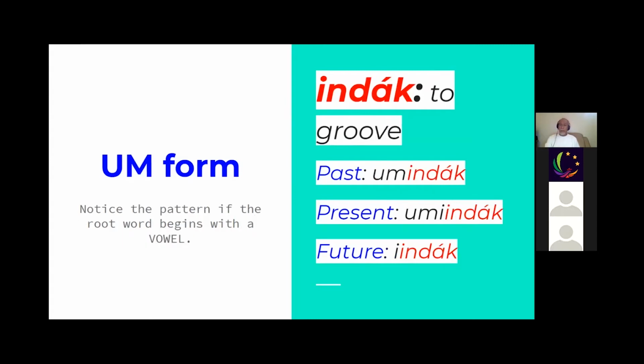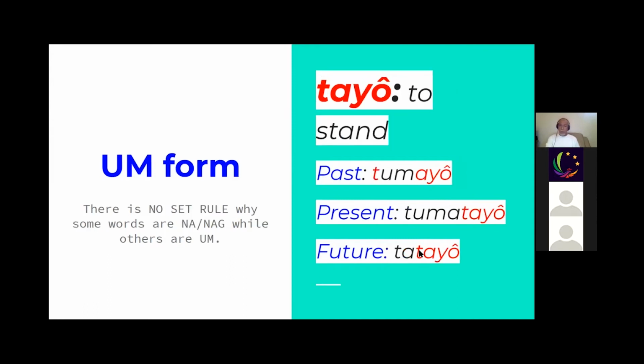The first vowel. Yes. It's not the first syllable because the first syllable is "in," right? Otherwise, you're going to go "umin in" right now. No, it's umiindak. You just repeat the first vowel that starts the word. And again, you can see that in the future, you repeat the first vowel too. As opposed to when it starts with a consonant, what do you repeat? You repeat the first syllable, right, for the future.